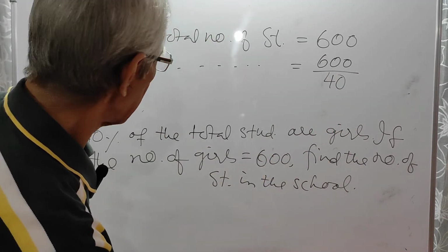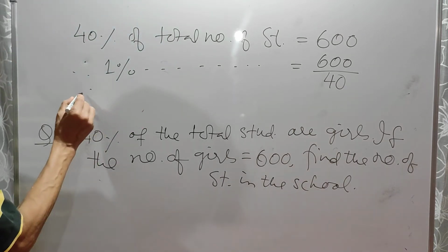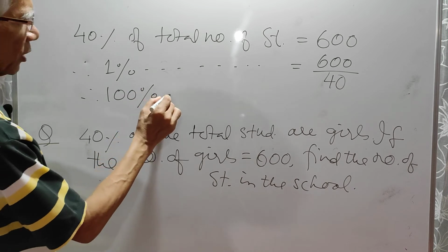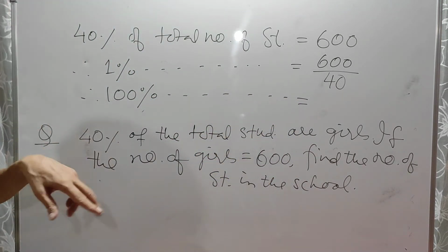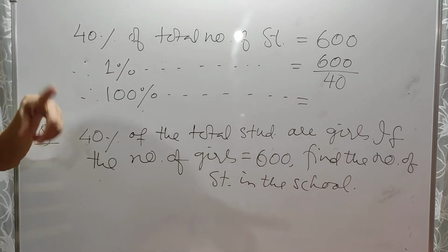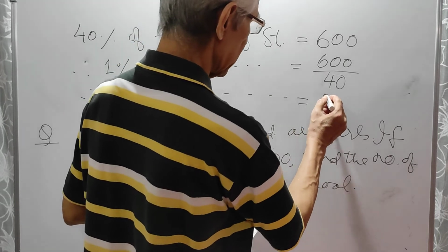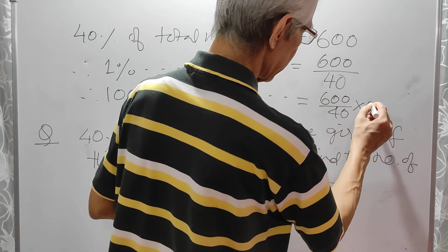Okay. So therefore, the last line will be what? 100% of the total number of students. 100% means one total number. 100% means the whole number. 100% of the total number of students in the school will be what? 600 by 40 into 100.